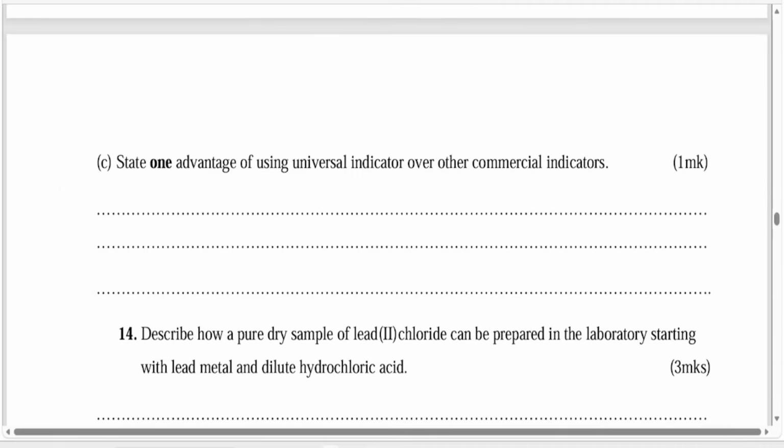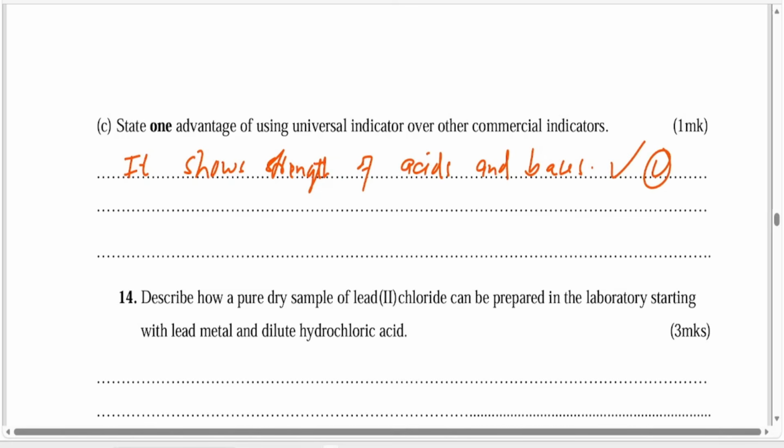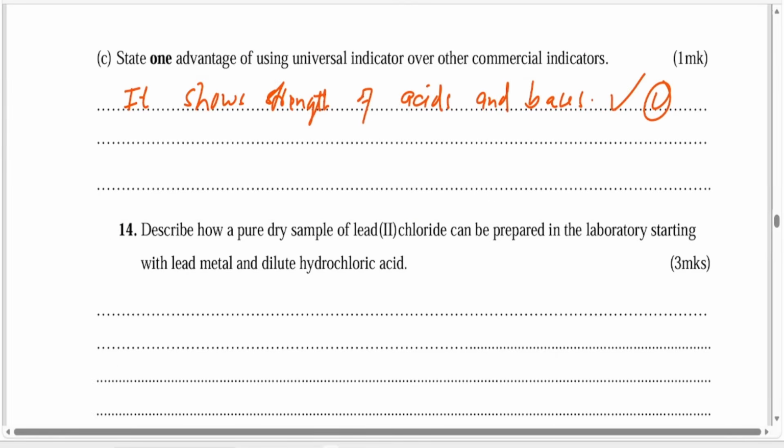Part C of the question: state one advantage of using universal indicator over other commercial indicators. So I've said before that this indicator is in a position to show the strength of acids and bases. So it shows the strength of acids and bases.